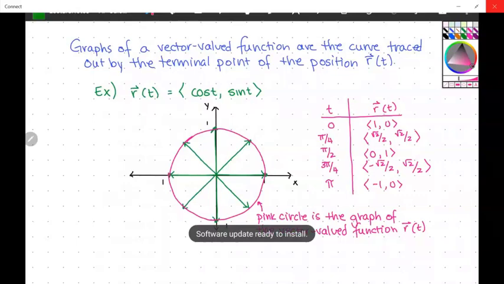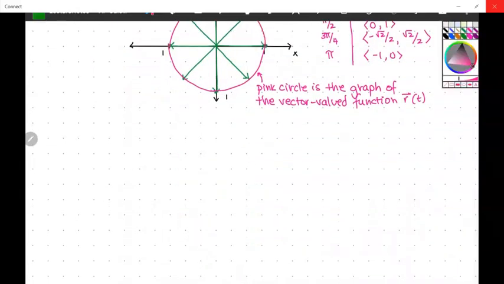All right. So you can actually take limits and derivatives and integrals of these vector valued functions.